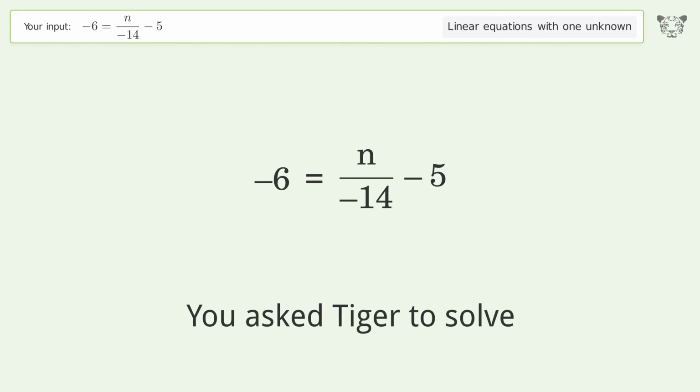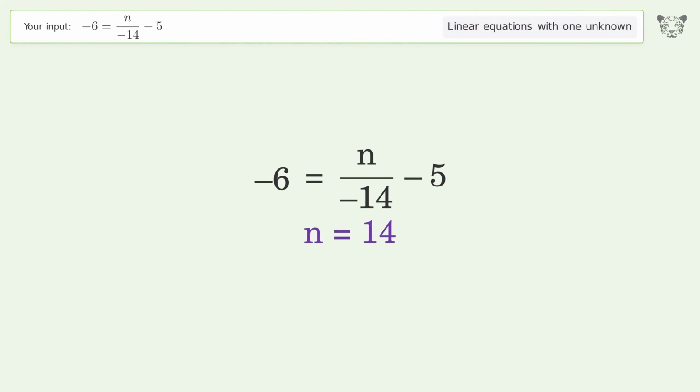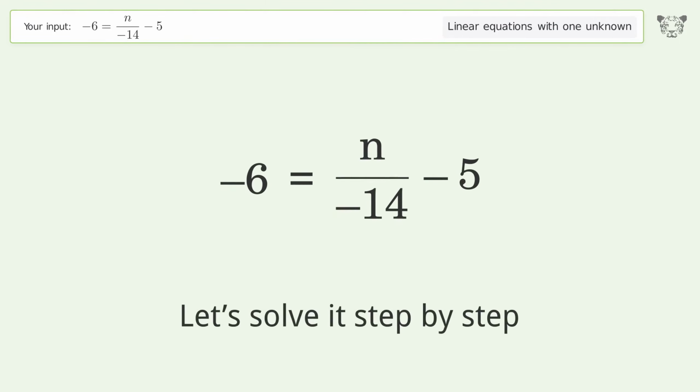You ask Tiger to solve this. This deals with linear equations with one unknown. The final result is n equals 14. Let's solve it step by step.